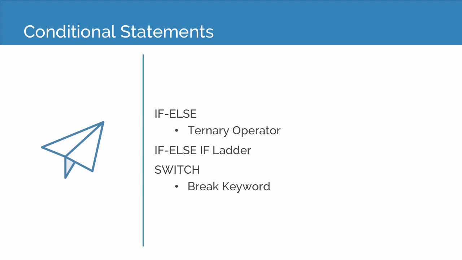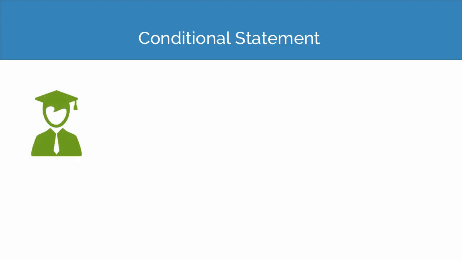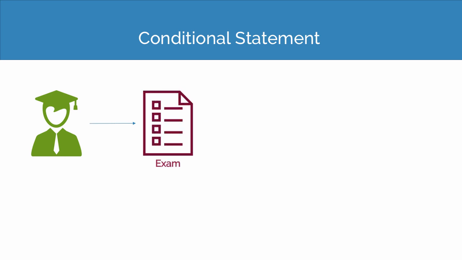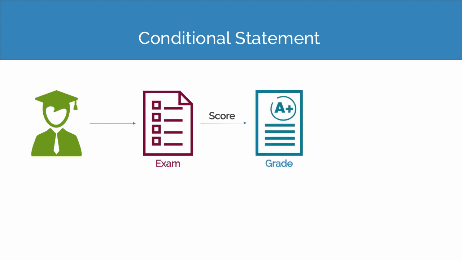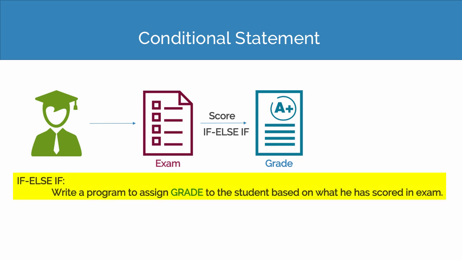Now let us understand it with the help of an example. Let us take a scenario where we have a student who goes to give an exam. After the exam is over, he waits for his score, and based on the score, he is assigned a specific grade, that is either A, B, C, D, or he has actually failed. So we are going to calculate the grade of the student with the help of the score by using the if-else-if ladder statement. In this video, we are going to write a program to assign the grade to the student based on what he has scored in the exam.